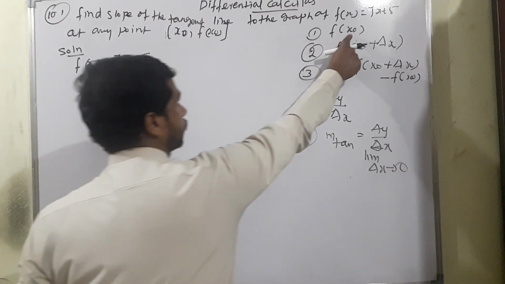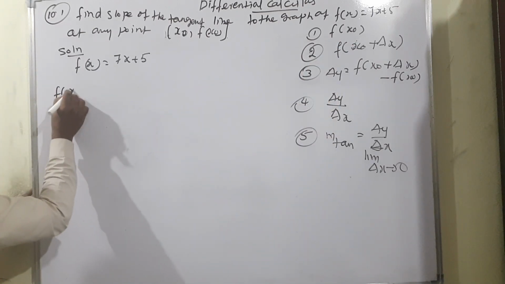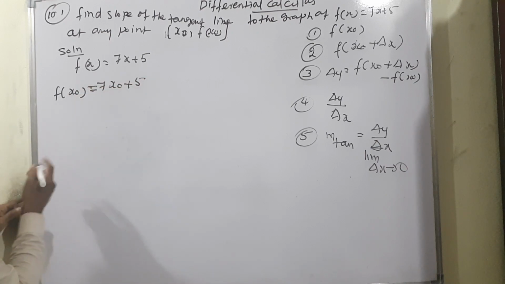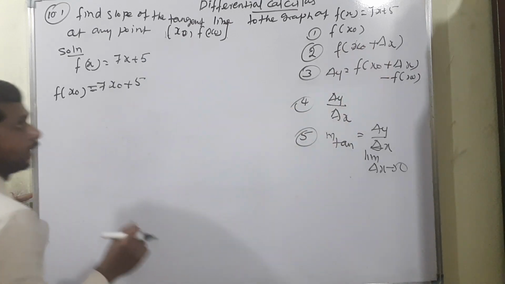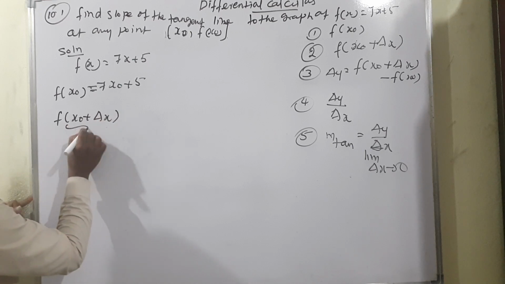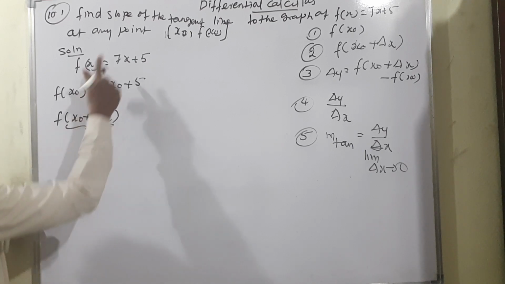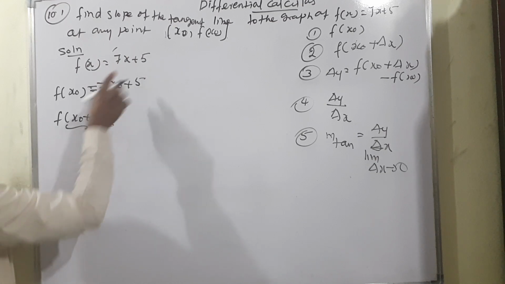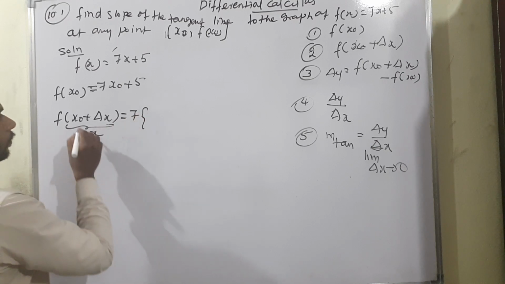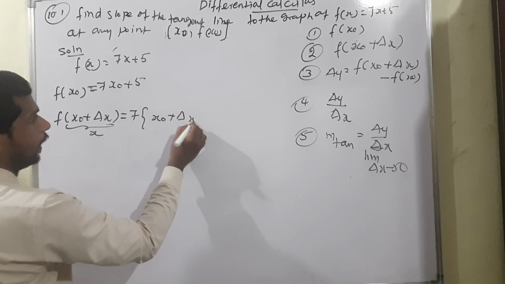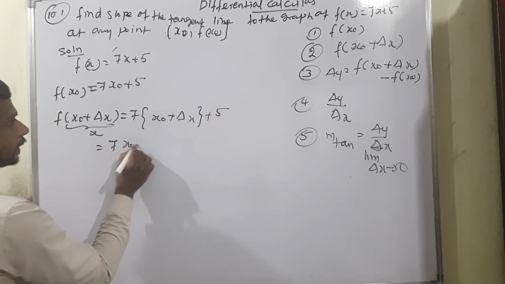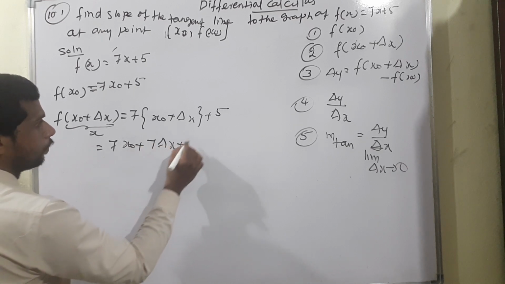First, the first step, f of x naught. Therefore f of x naught is equal to 7 x naught plus 5. Next condition, f of x naught plus some change of the x value, so f of x naught plus del x. This whole term is considered for x, meaning f of x is 7x plus 5. So instead of x we apply x naught plus del x. So what will happen: 7 of x naught plus del x, then plus the remaining constant. If you remove the bracket, it means 7 x naught plus 7 del x plus 5.